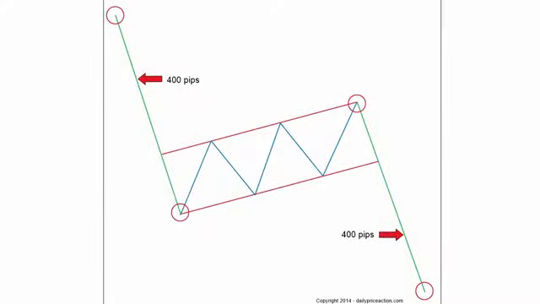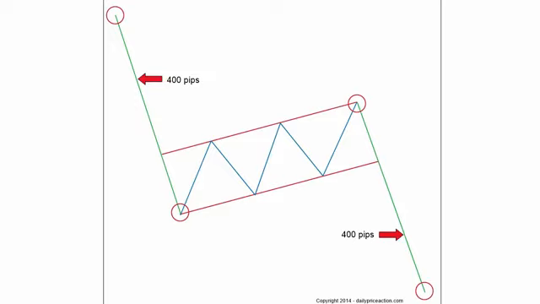Alright, welcome back to this last video in the series on channel breakouts. In this video we're going to take a look at measured objectives. The way you measure out an objective for a channel break is by taking the preceding move before the channel and projecting that to a future point in the market.